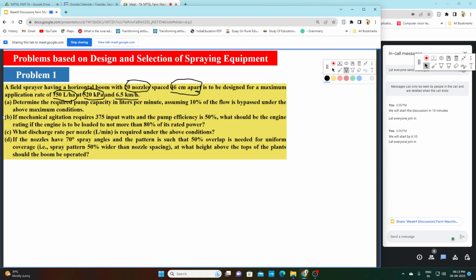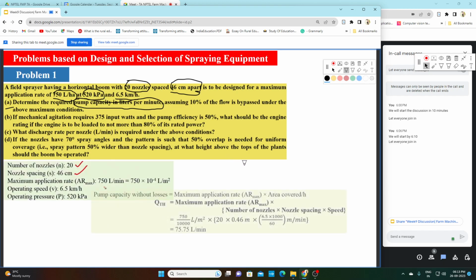Now we have been asked 4 questions. The first part of the question is, determine the required pump capacity in liters per minute, assuming 10% of the flow is bypassed under the above maximum condition. So we are required to find the pump capacity in liters per minute in the first part. How will we find it? These are our givens that I have already told you.